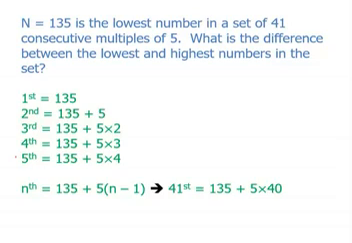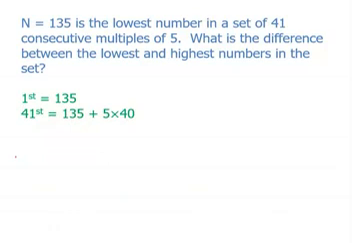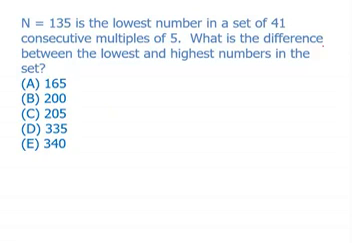So the 41st term is going to be 135 plus 5 times 40. I'm just going to leave it like that. Well, the first term is 135. The 41st term is 135 plus 5 times 40, and we want the difference between the highest and the lowest. So we subtract and cancel out the 135, and the difference is just that product, 5 times 40. Well, 5 times 4 is 20. 5 times 40 is 200. And so we choose answer choice B.